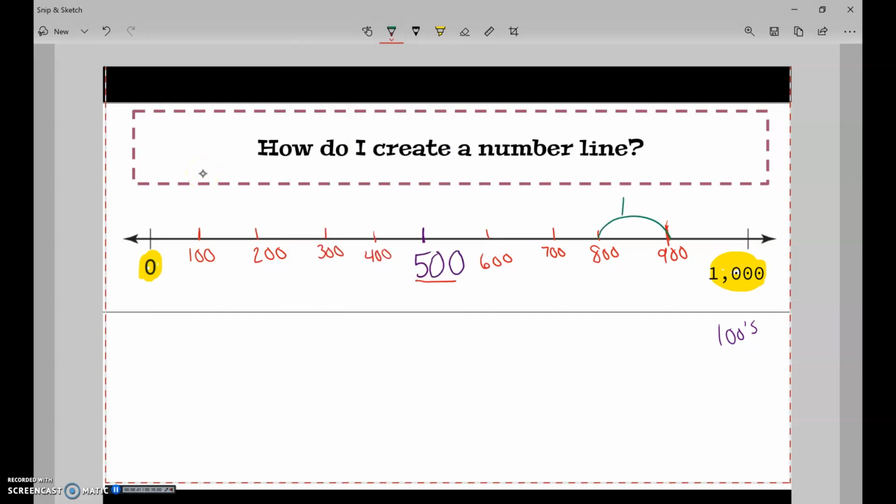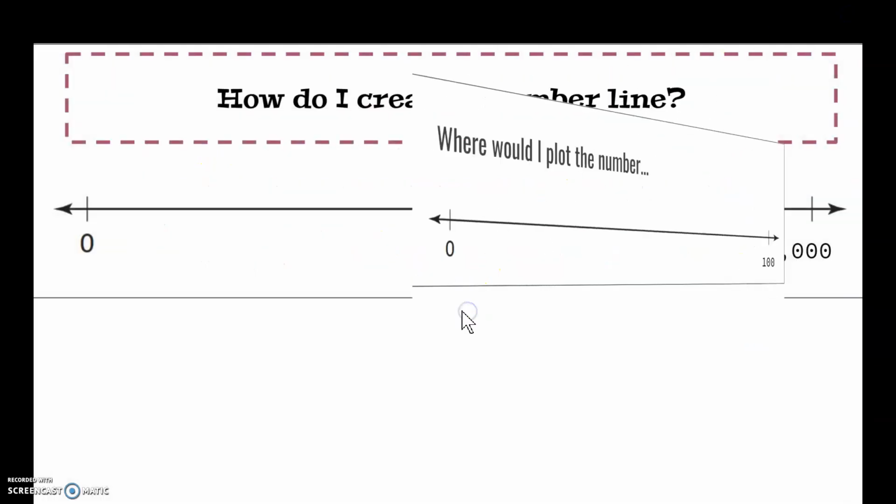Now keep in mind, my interval is 100, because I add 800 plus 100, 900. 900 plus another 100 equals 1,000. 0 plus 100, so all of that interval is 100. This is an interval 100, because I added 200 plus 100 equals 300. Okay? So now we're gonna go into part 2.